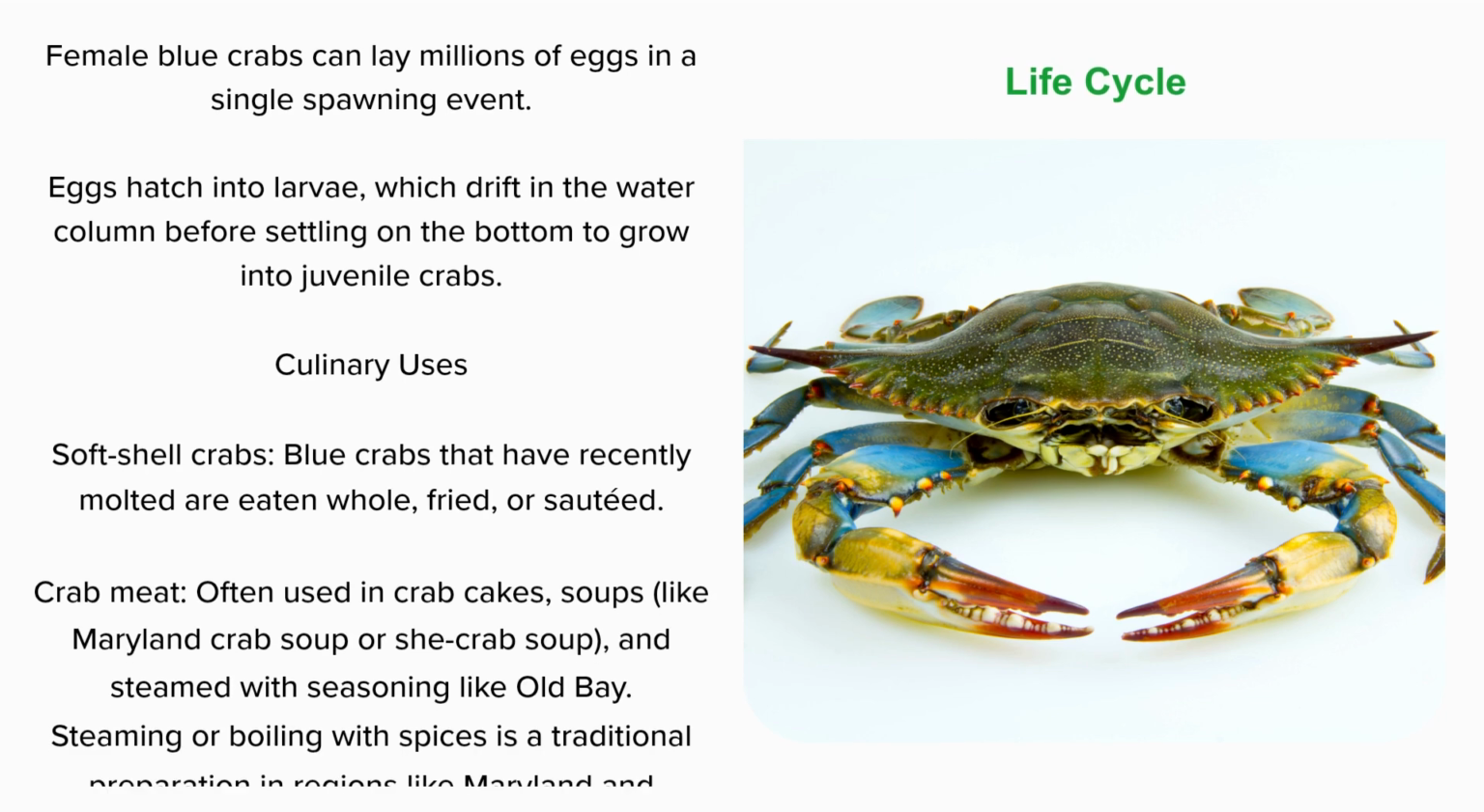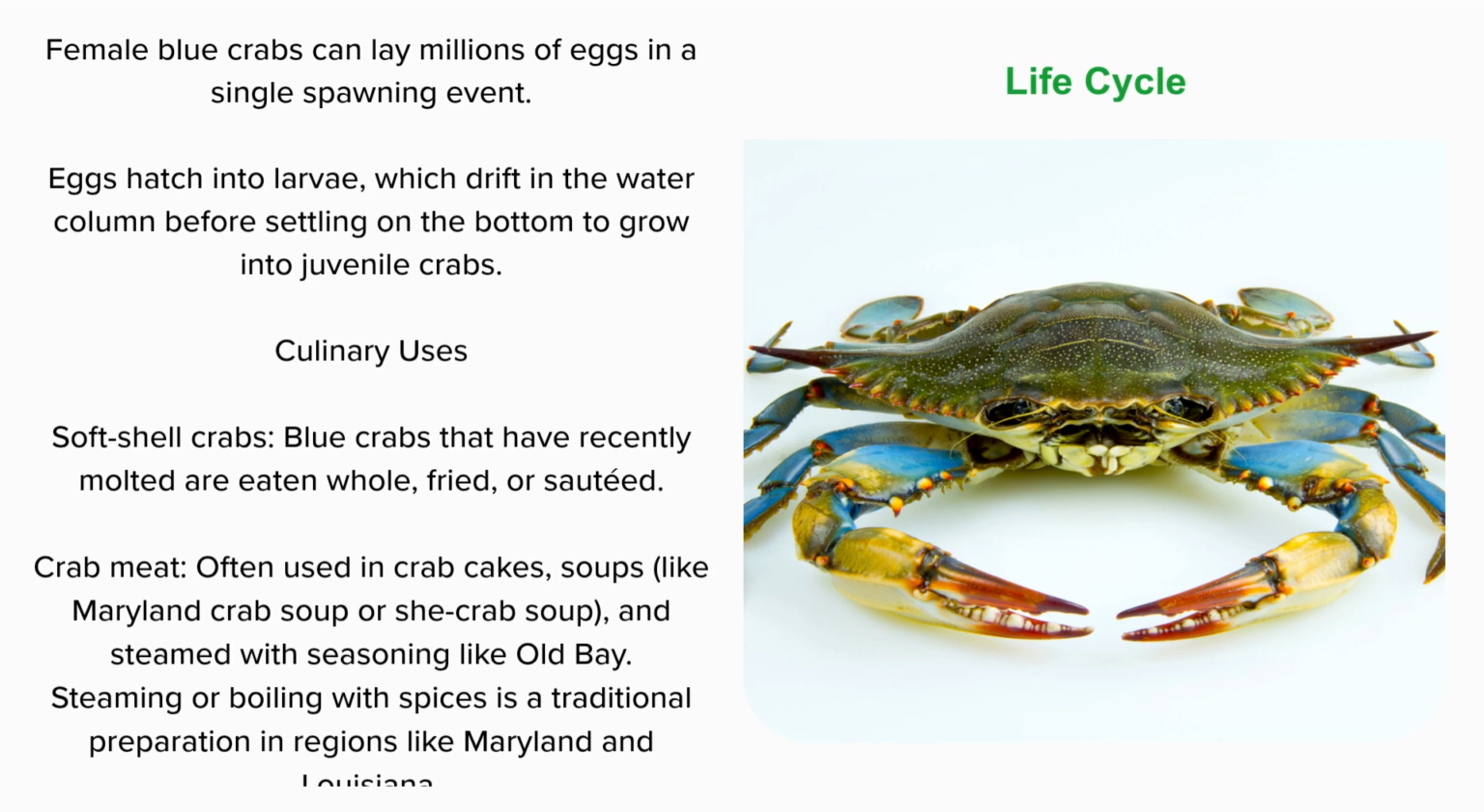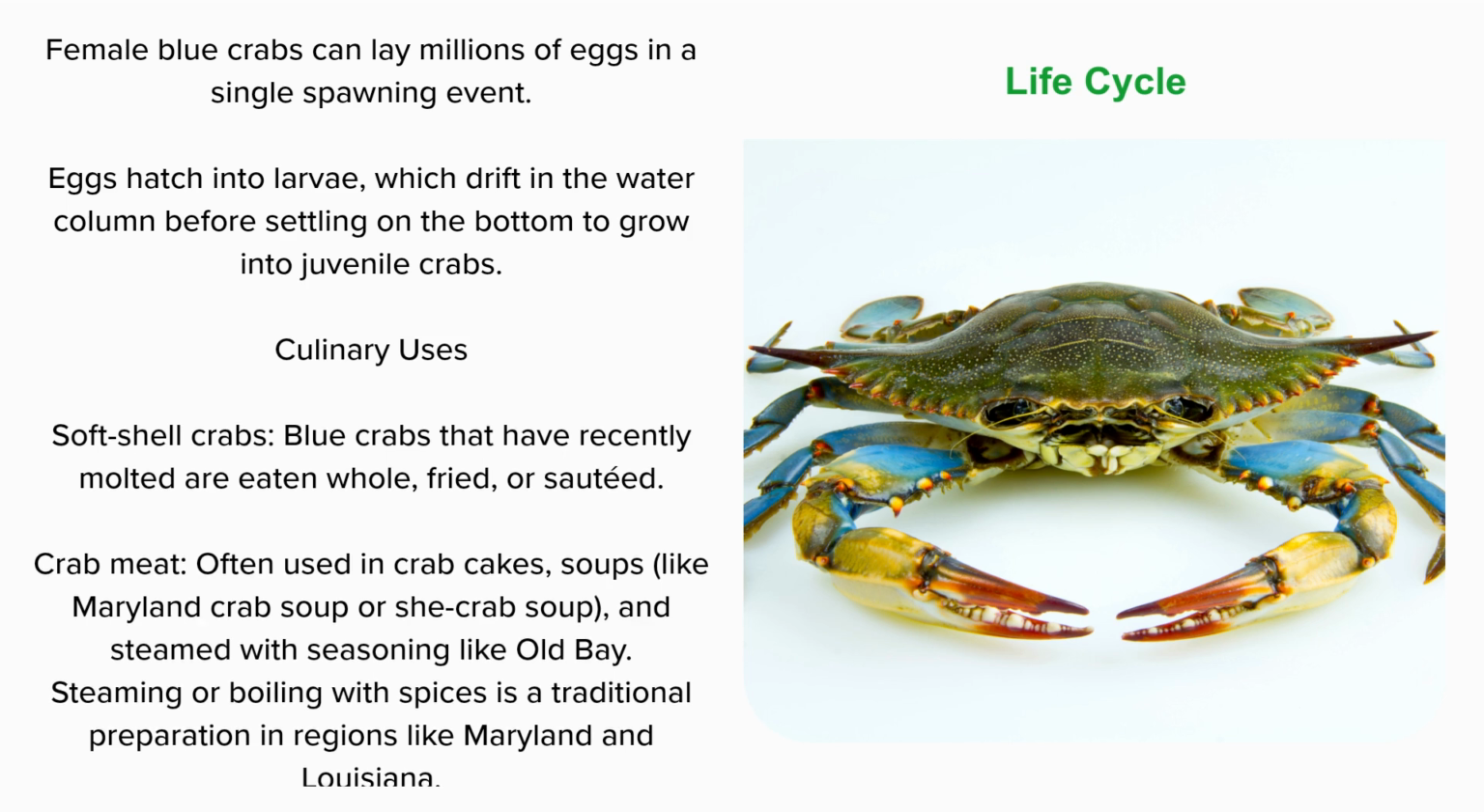Life cycle. Female blue crabs can lay millions of eggs in a single spawning event. Eggs hatch into larvae, which drift in the water column before settling on the bottom to grow into juvenile crabs.